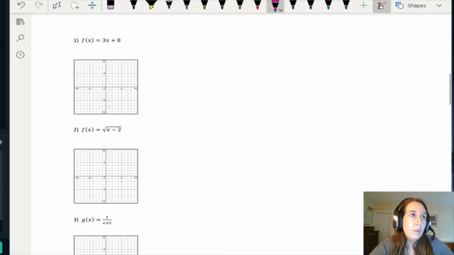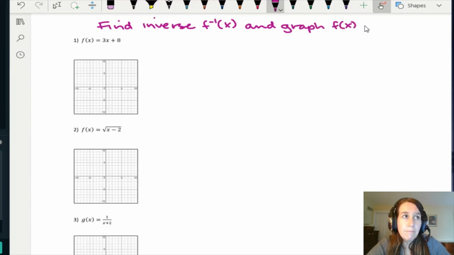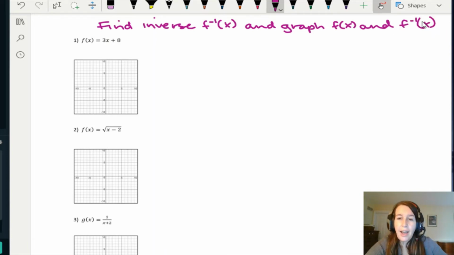Okay, so our original function is f of x equals 3x plus 8. Our directions, which should be up here at the top of the page, are find the inverse, which will be f inverse of x, and graph both the function and the inverse. So we're going to graph both on the same graph and see how they compare.